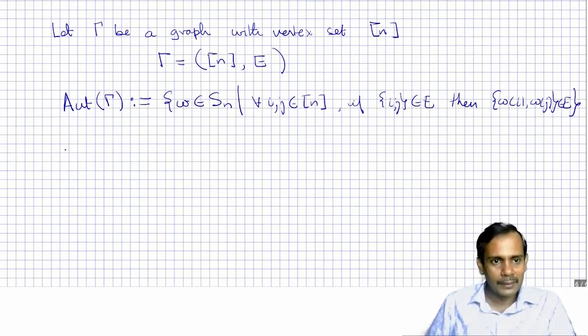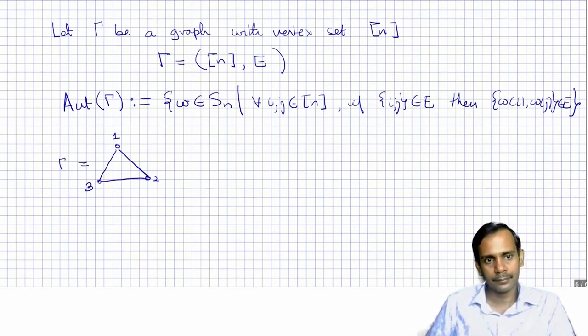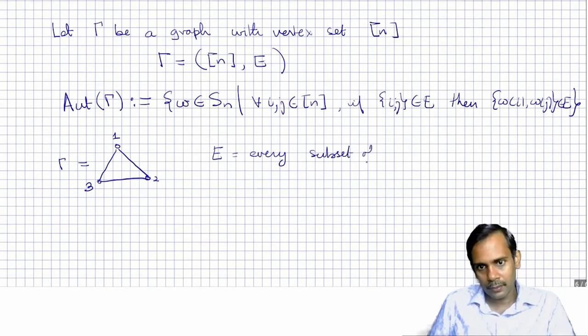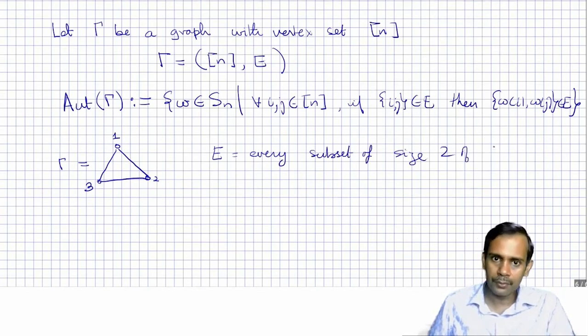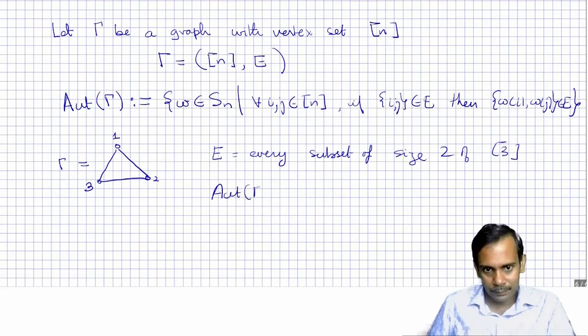Let's just do another simple one. So let's take now a subgroup of S3, which is given by just 1, 2, 3, the triangle graph. And what is the automorphism group of this? Well, notice that in this graph, every pair is an edge, every subset of size 2 of 3. So this condition that if ij is an edge, then w(i) w(j) is an edge, is always true because everything is an edge. So here what is it? Aut(gamma) is S3.